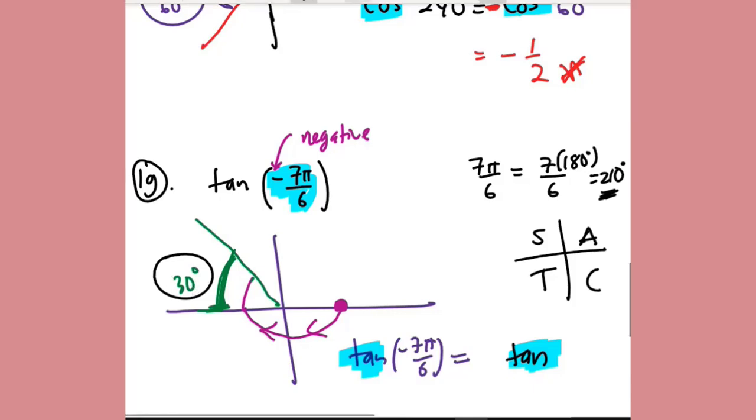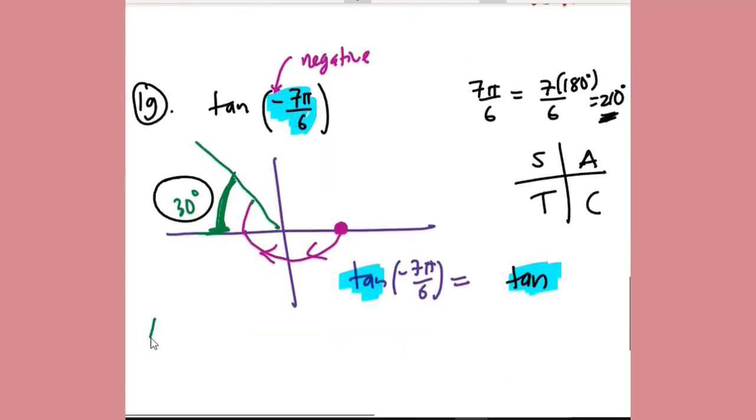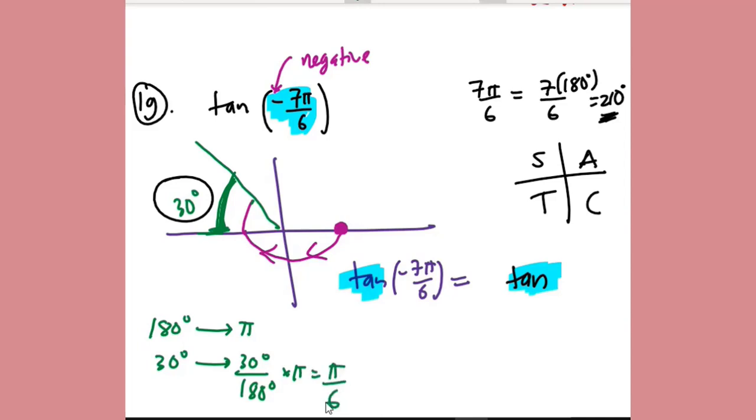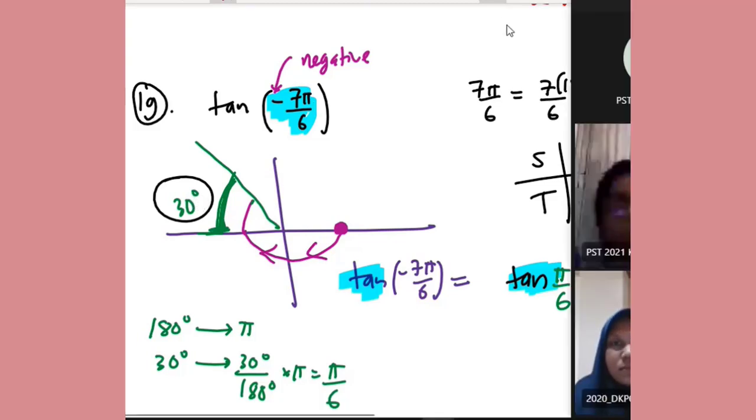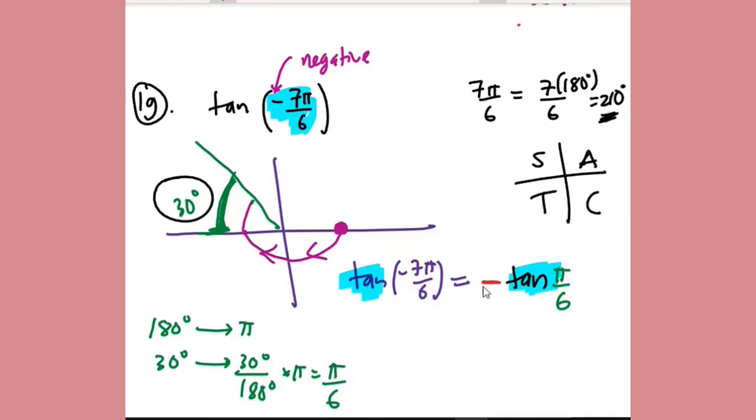Change 30 degrees to pi. How? 180 degrees is equal to pi. So 30 degrees over 180 times pi, cancel, is equal to pi over 6. Then check again. This is in the second quadrant. For tangent in the second quadrant, positive or negative? Negative. So write down negative. Negative tangent pi over 6, or negative tangent 30 degrees.